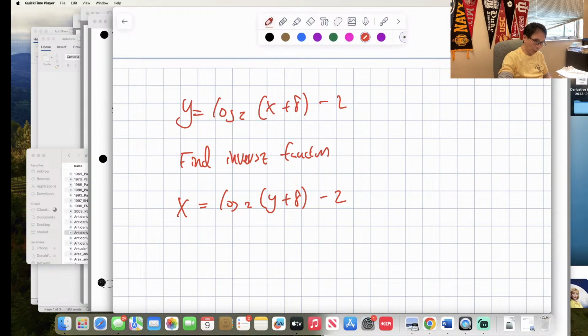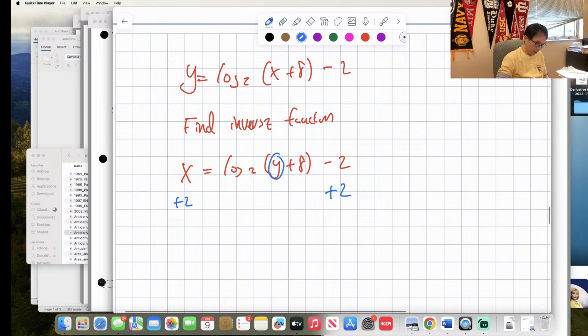Now the goal is to get this y by itself. Do you know how to get y by itself? What do you have to do first? Plus 2. Why do I plus 2? Because I need to isolate that log 2 of y plus 8 first. Is that okay? So it'll be x plus 2 equal to log 2 of y plus 8.